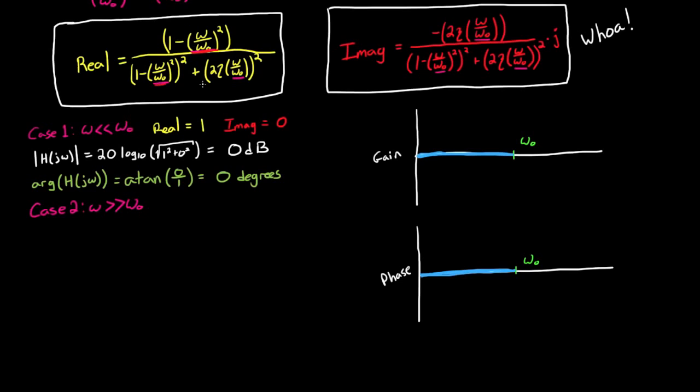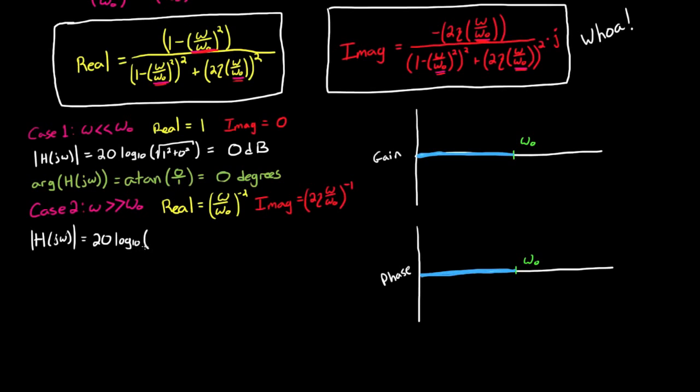In this case, omega over omega naught dominates the equation, and the real component can be approximated as omega over omega naught to the negative 2 power. And the imaginary component can be approximated as 2 zeta omega over omega naught to the negative 1 power. To find the magnitude, note that the real component is much smaller than the imaginary component because it has a square rather than a single power. So as omega gets larger and larger, the magnitude is going to follow the trend of the real component, which is minus 40 dB per decade.